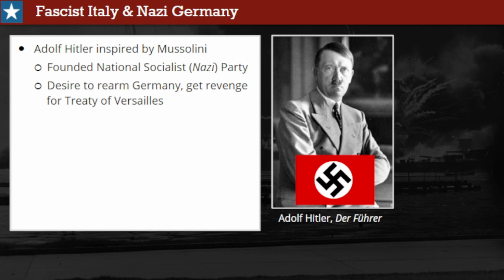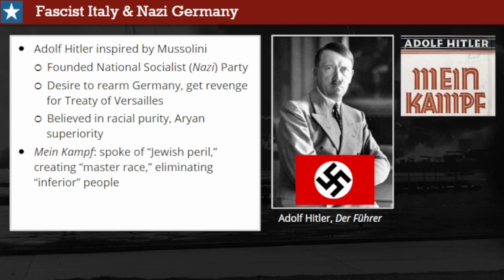He wanted revenge for the humiliation he felt his nation had suffered due to the Treaty of Versailles. Hitler was also motivated by his belief in racial purity and Aryan, white superiority. In his book Mein Kampf, Hitler spoke openly of the Jewish peril and his dream to create a master race by eliminating Jews and others that he considered inferior.